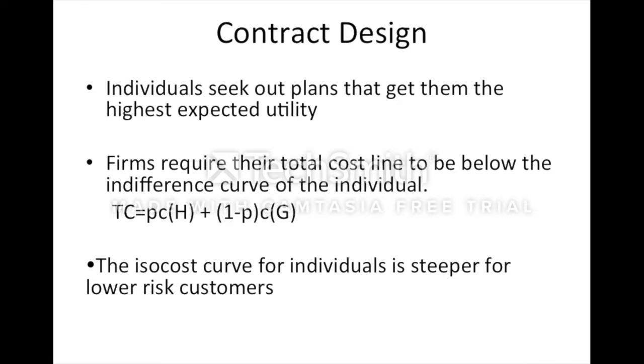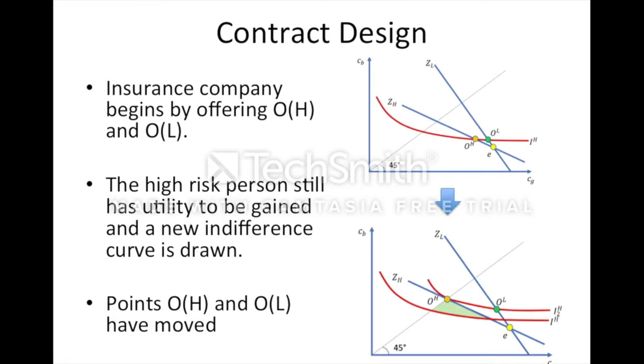The iso-cost curve for individuals is steeper for lower risk people, as their odds ratio will be bigger given their smaller probability. The company will begin to offer plans to individuals from point E, where the zero profit line for both low and high risk meet. Applying an indifference curve for the individuals means higher risk people receive OH and low risk receive OL.